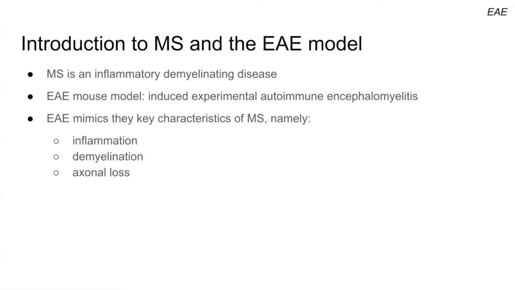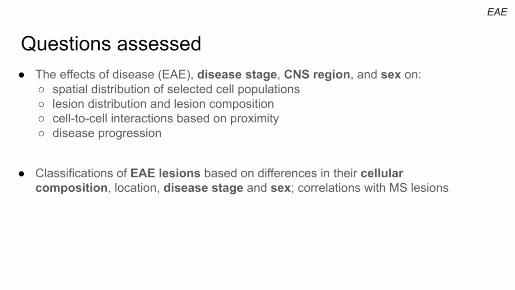The prime characteristics of MS are inflammation, so this enormous infiltration of immune cells into specific regions, and then the breakdown of the myelin that surrounds the axons, and this causes axonal loss. It's a really horrible disease. But the idea here for us was that we wanted to look at the effects of this disease, or the model of disease. And we wanted to look at the disease stage, CNS region, and possibly the sex, on the distribution of a few select cell populations.